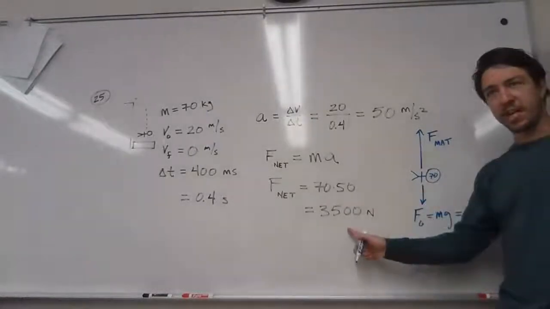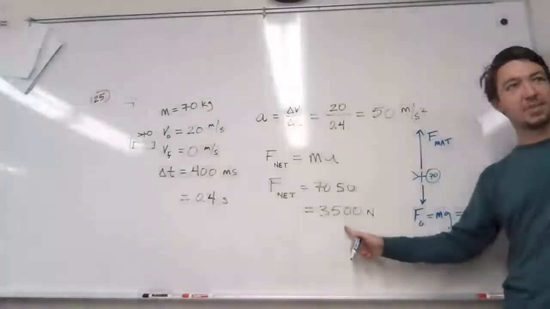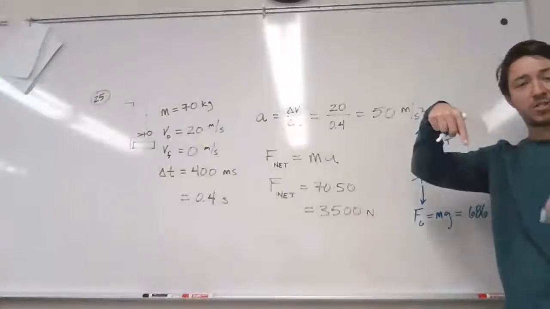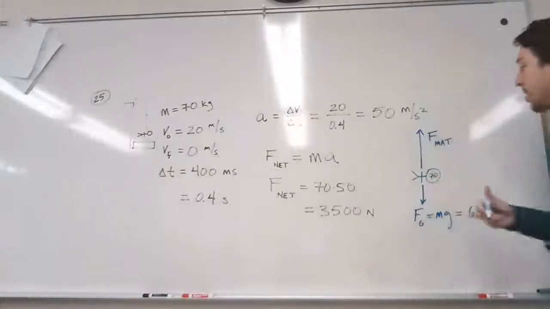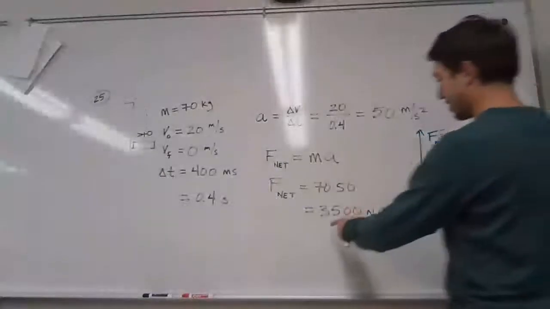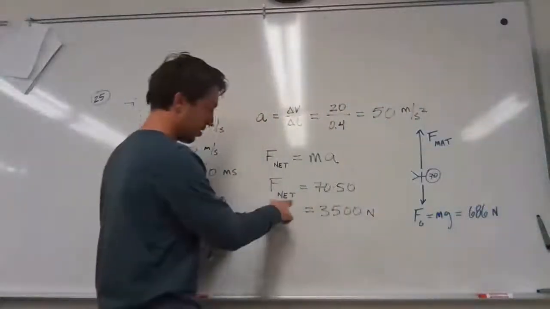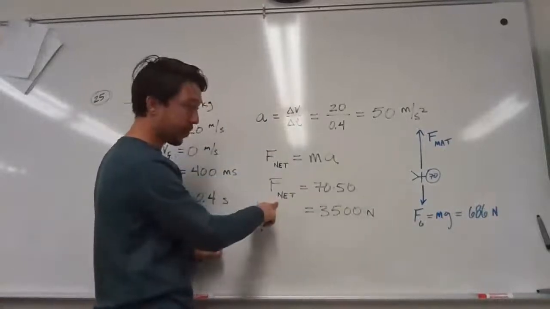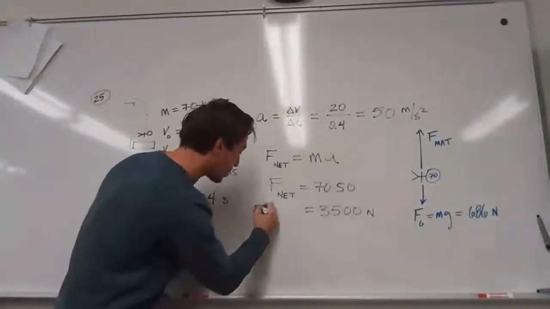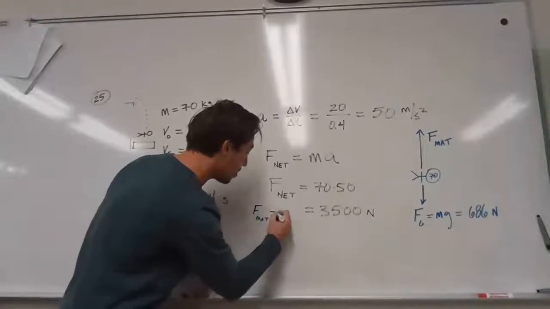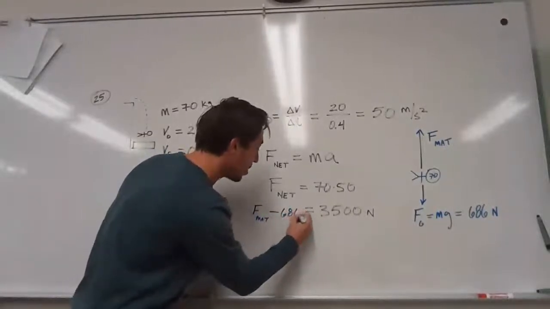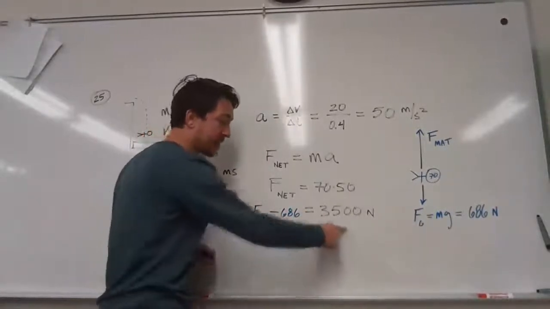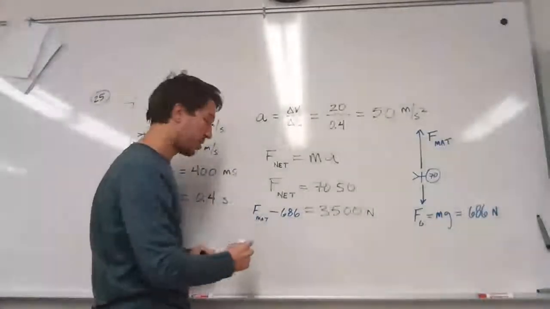Well, obviously the net force has to point against his motion. He was traveling this way, so in order to slow him down, the net force has to point the other way. And so I can say, well, that net force, if I look at the diagram, the net force was the mat force minus the 686. So I actually end up having to add that 686 over.